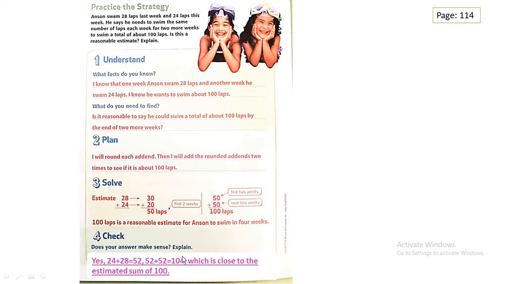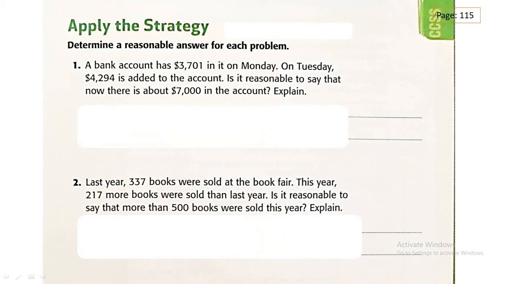So if we round this number to the nearest hundred, we will get 100. It's very close to the estimated sum. So our answer makes sense, right? Let's see this example also. Determine a reasonable answer for each problem.